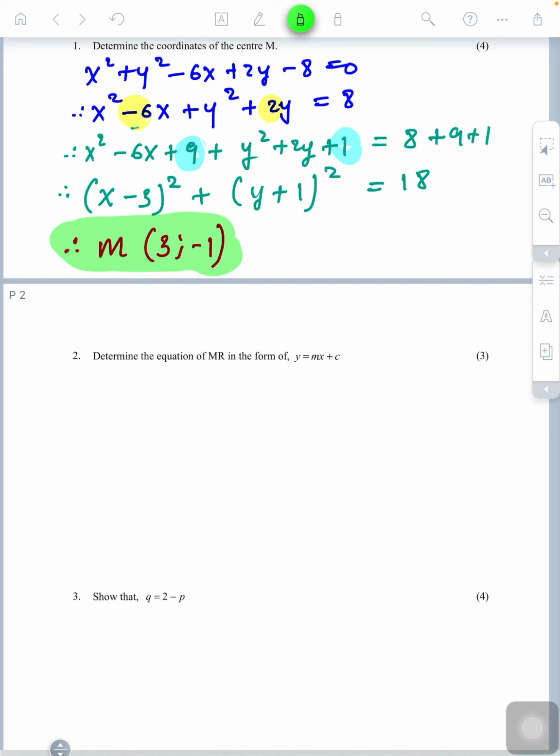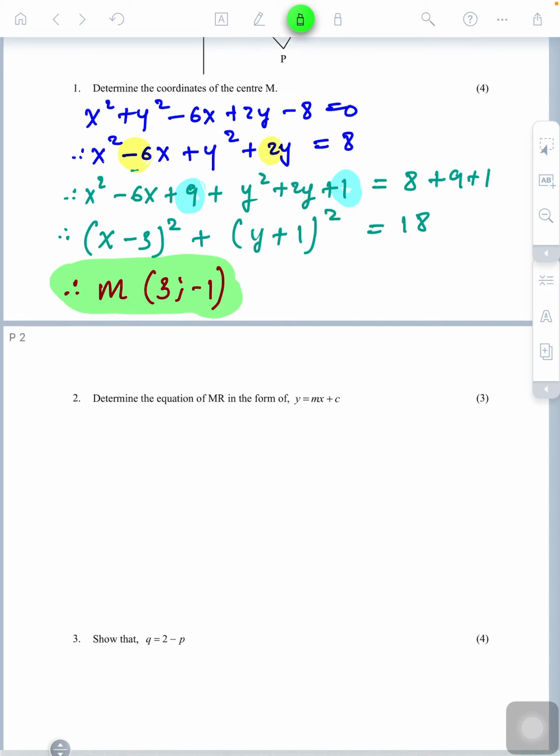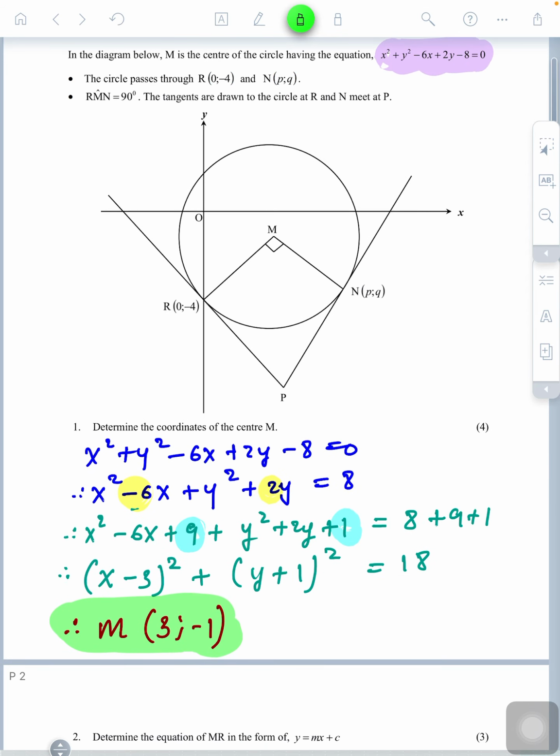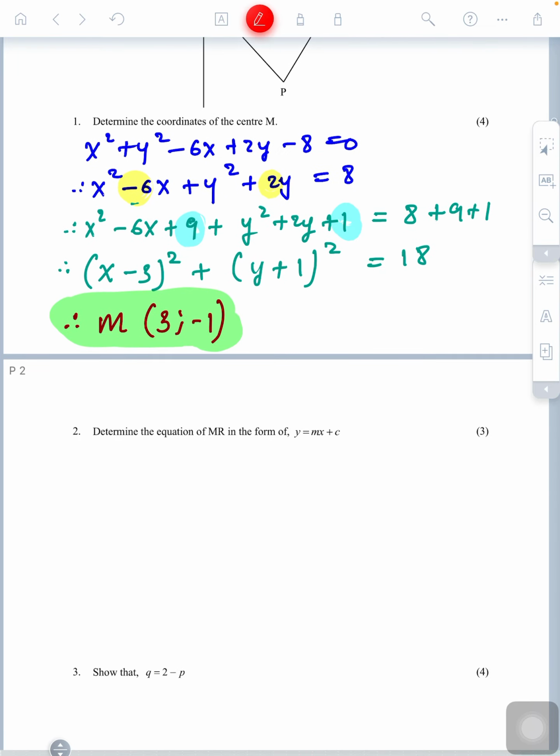They are saying determine the equation of MR in the form of y equals mx plus c. The equation of MR, let us write the point M. The point M now, it's what? It's 3 and negative 1. I want us to find the equation of MR where I've got everything now. So what I need to do is to get the gradient of MR. So this is going to be y at R minus y at M divided by x at R minus x at M.